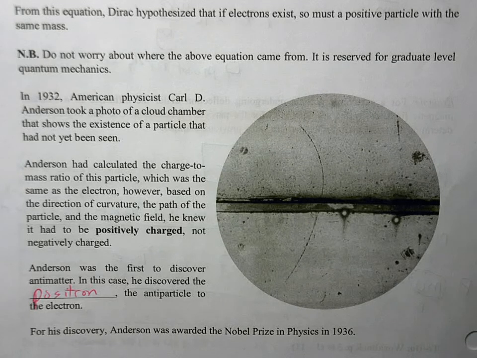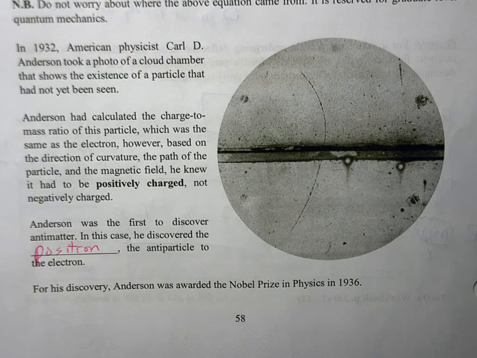What Anderson had discovered with this photo of this chamber was the evidence of the existence of this positively charged electron, this positive electron. So he had validated findings that Dirac had made a little bit earlier. This positively charged electron, the name we give it is the positron, and we would call this the antiparticle to the electron. So for his work, Anderson was awarded the Nobel Prize in 1936.